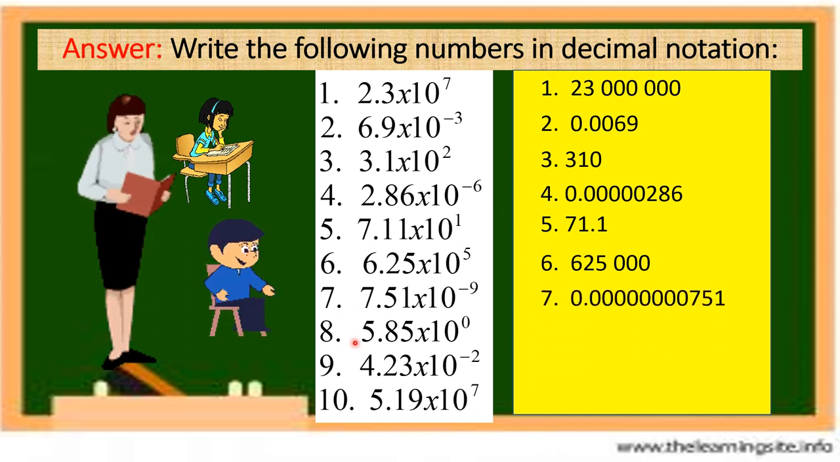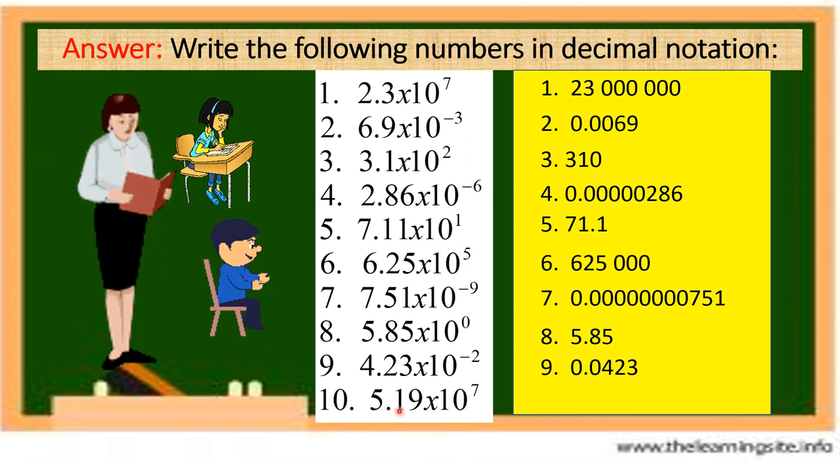And we have the last numbers. 5.85 times 10 raised to 0. This is still 5.85. So we have negative 2 as our exponent. We have already 1. We have 1 zero. Alright. And for the last number, 5.19 times 10 raised to 7. We have already 2, and we have 5 zeros.